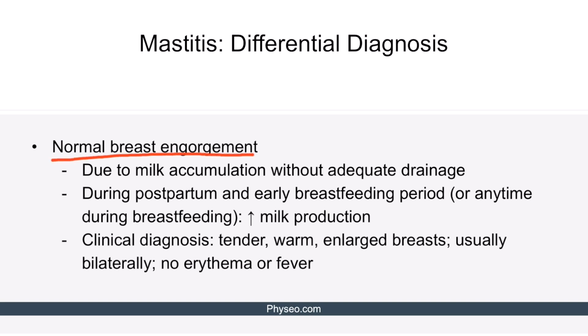Now let's discuss an important differential diagnosis that can show up on the boards that is normal breast engorgement. Normal breast engorgement occurs due to milk accumulation without adequate drainage. It typically occurs during the postpartum and early breastfeeding period, or anytime during breastfeeding, due to increased milk production.